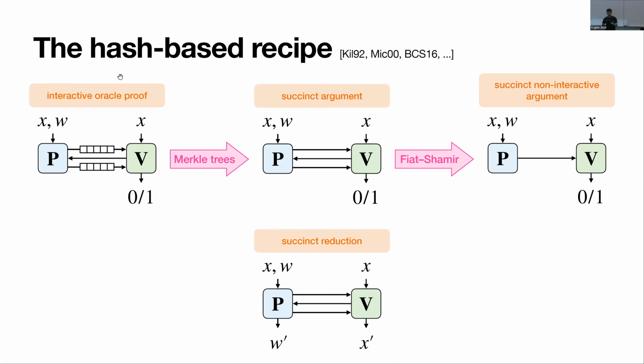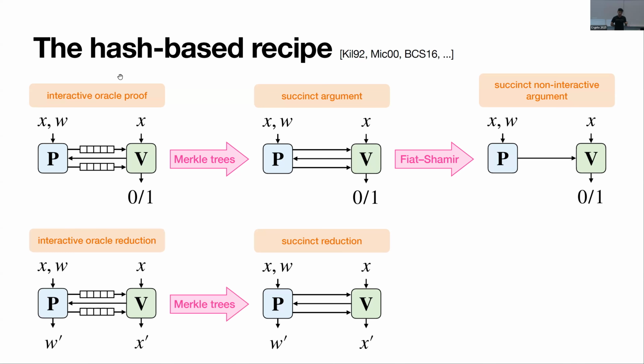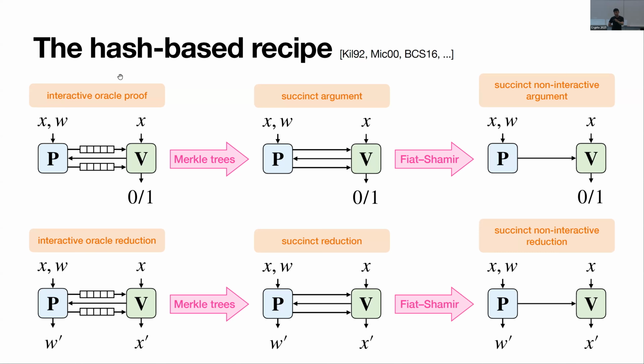So let's say our goal is to build a succinct reduction. What we're going to do is define a new information-theoretic object, an interactive oracle reduction, which is the reduction analog of an interactive oracle proof. We can compile it into a succinct reduction, essentially using the same compilation technique. And if we want to make it non-interactive, we can again apply Fiat-Shamir. Okay, so in the rest of the talk, I want to focus on this interactive oracle reduction, with the understanding that we can get to our final product, an accumulation scheme, by way of standard techniques.